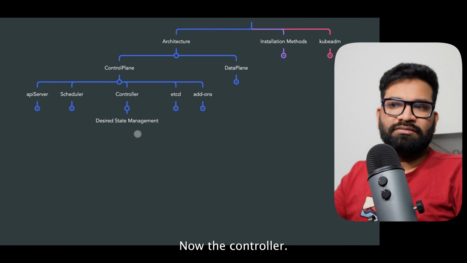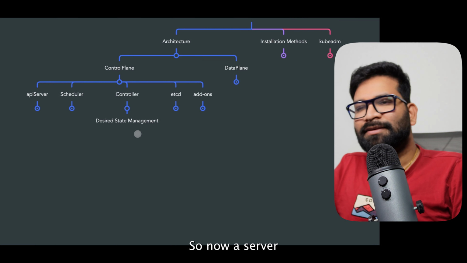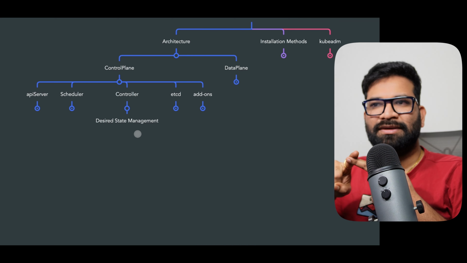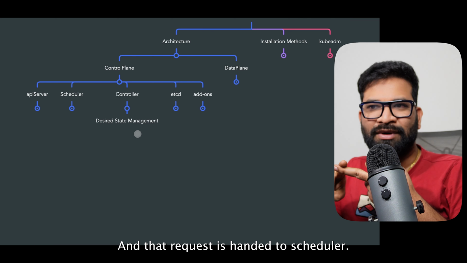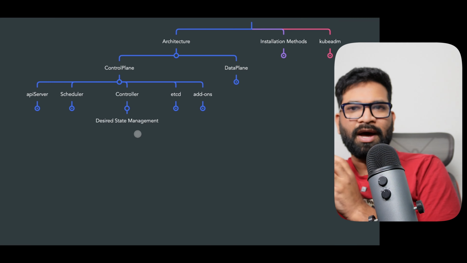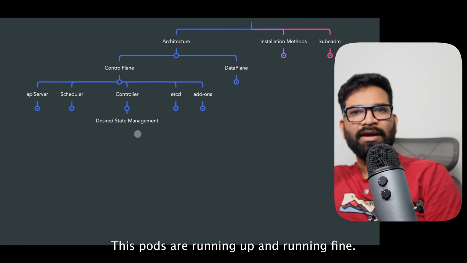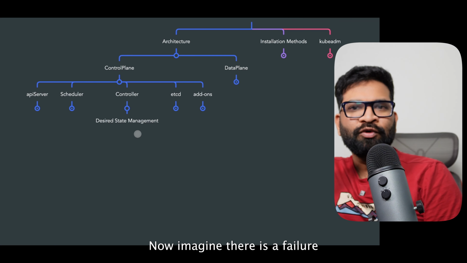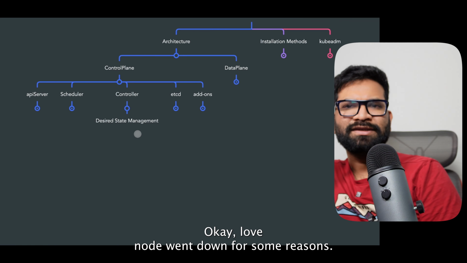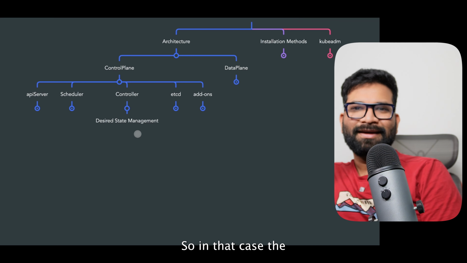Now the controller. So the controller's responsibility is this. Now the API server received a request of provisioning 5 pods, and that request is handed to the scheduler. Now the scheduler makes sure that these 5 pods that we are going to provision are getting the adequate resources, and it places them. These pods are up and running fine. Now imagine there is a failure on the node on which one of the pods is running. The node went down for some reason. So in that case, what happens?